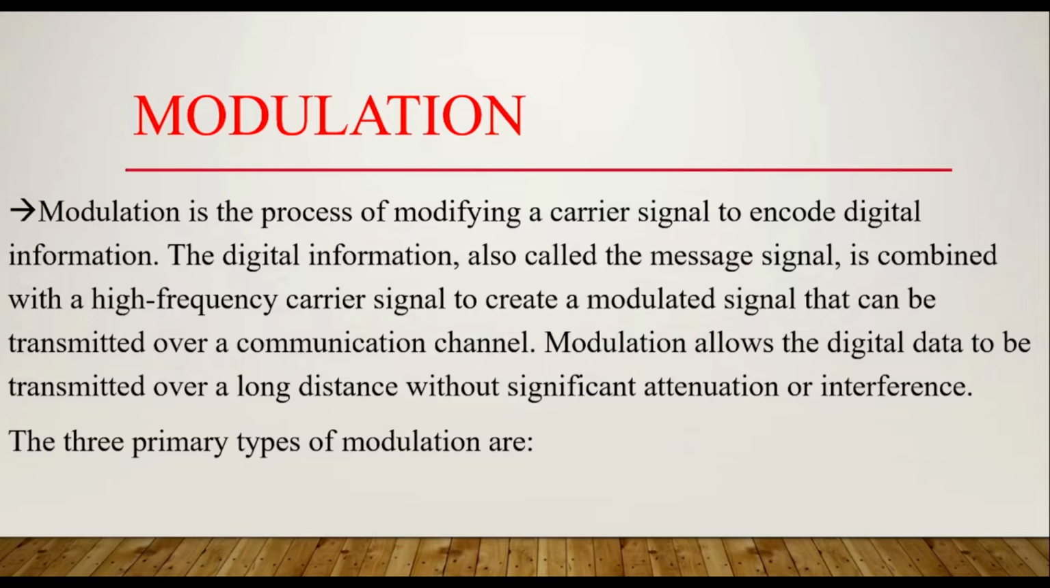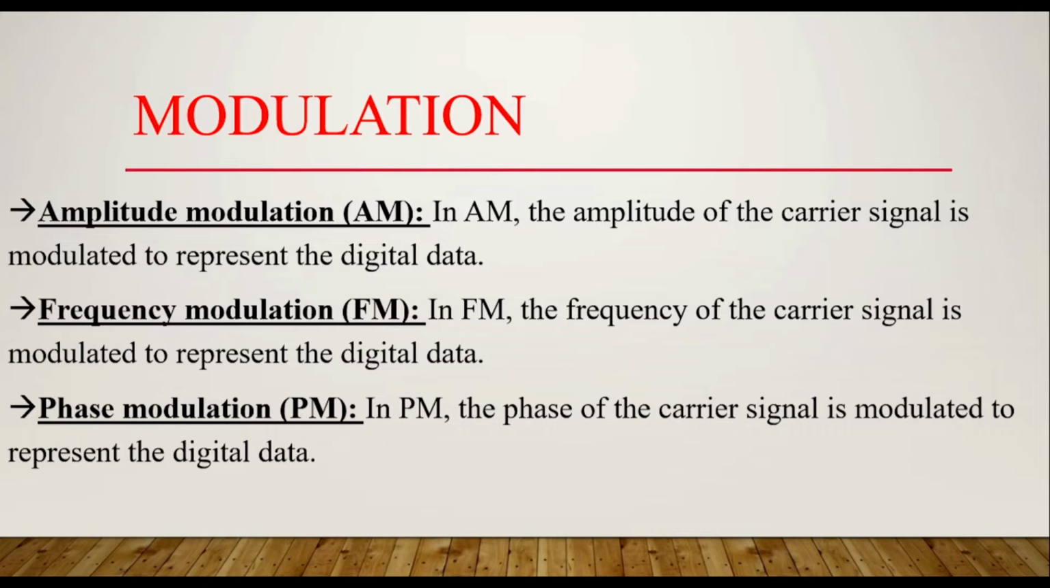Modulation is the process of modifying a carrier signal to encode digital information. The digital information, also called the message signal, is combined with a high frequency carrier signal to create a modulated signal that can be transmitted over a communication channel. Modulation allows the digital data to be transmitted over a long distance without significant attenuation or interference. The three primary types of modulation are amplitude modulation, frequency modulation, and phase modulation.